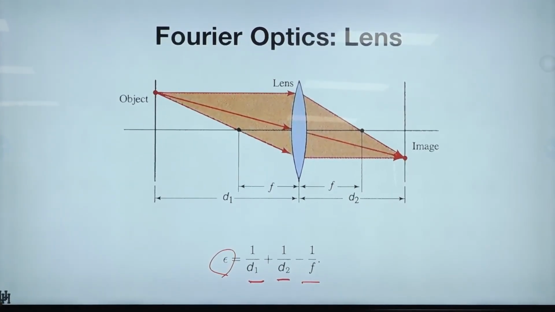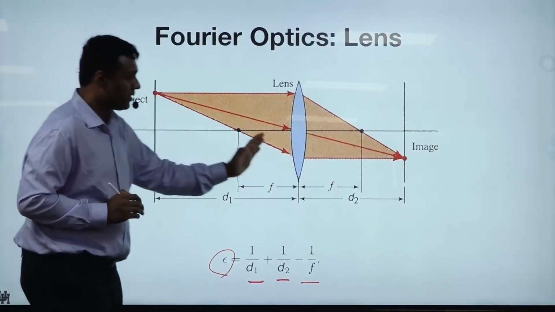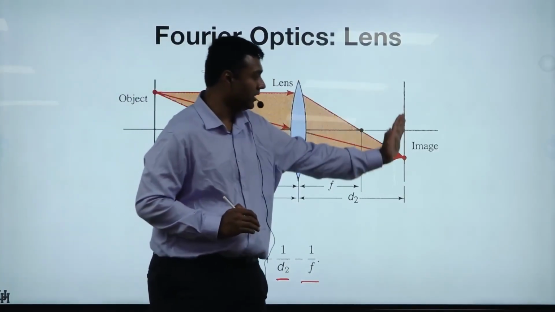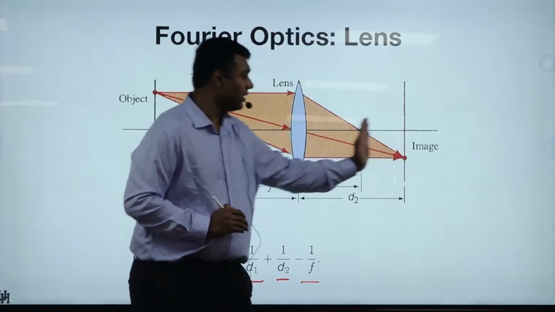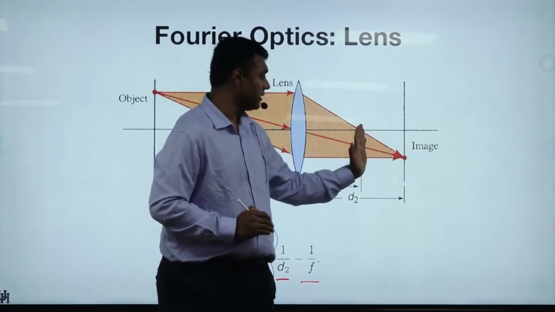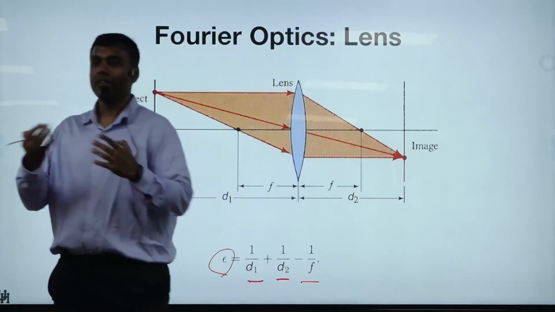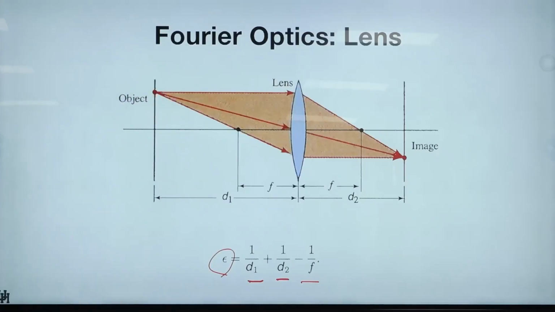Now an important question is, what happens if you put a screen not in the image plane but a little closer or a little farther away? Then what do you see? What do you expect to see? And how do you understand what happens in that case? That's the next question we will explore.